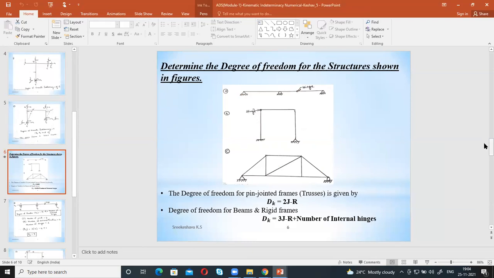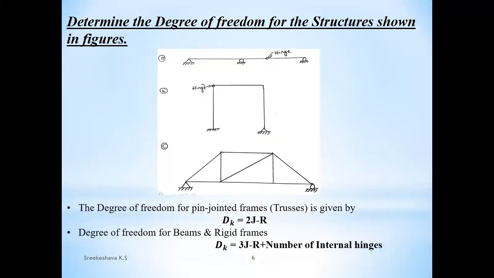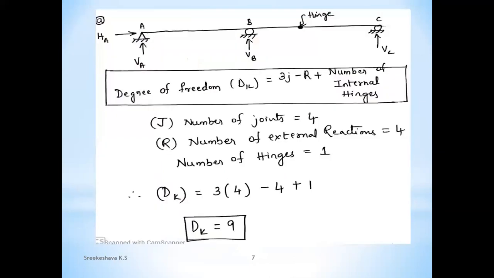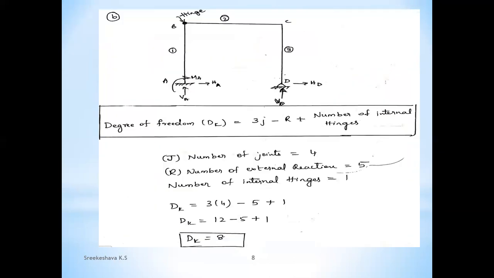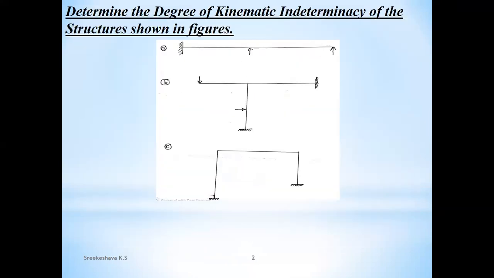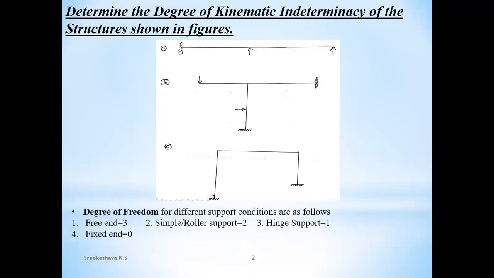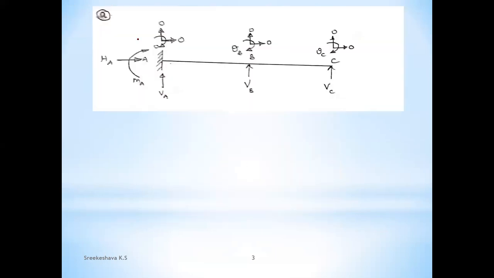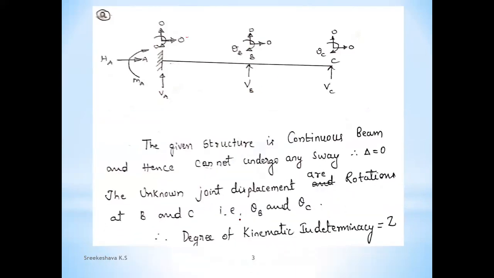See, this is degree of freedom. This is kinematic indeterminacy. In kinematic indeterminacy, the degree of freedom we are considering is with respect to what we are comparing: displacement. See, these are the displacements. Now, what is the degree of freedom? What is the degree of kinematic indeterminacy? Here, kinematic indeterminacy is theta b, theta c. But for the same problem, what is degree of freedom?